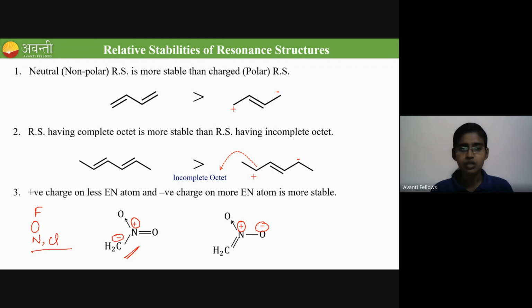Now coming to nitrogen and carbon, nitrogen is more electronegative. But in the first structure, the negative charge is on the less electronegative carbon. In the second case, oxygen is more electronegative than nitrogen, so the negative charge is located on oxygen and the positive charge is on the less electronegative nitrogen. So the second structure is more stable than the first. Got it? So these are the first 3 points. First is about neutrality, second is about the octet, third is about electronegativity. Hope this part is clear for you.